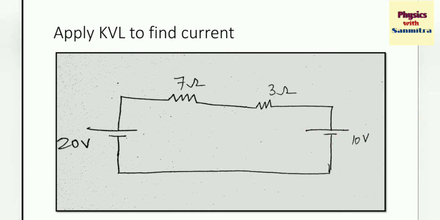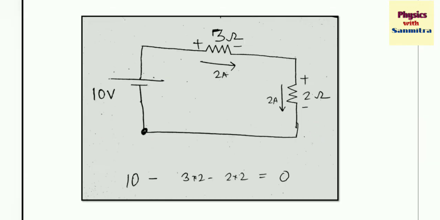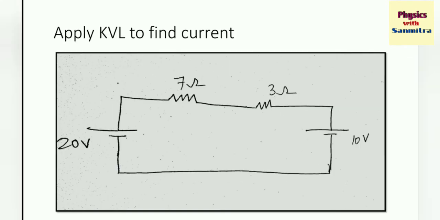This is a 20 volt voltage source, and this is a 10 volt voltage source. There are 7 ohm and 3 ohm resistors. Now apply KVL to find the current.